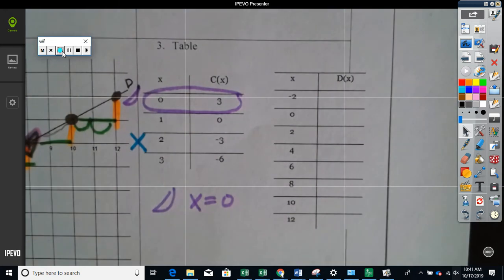Please make sure you have this on your paper. I'm looking at some of you that when I walk around, you do not have the notes that I have on the board. I do not know why.